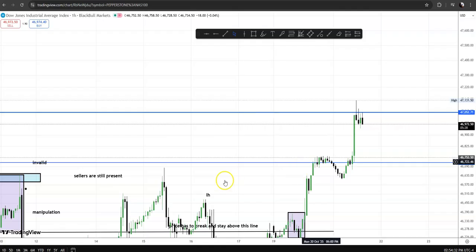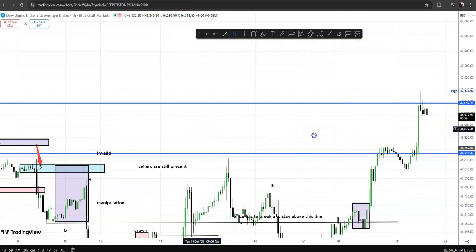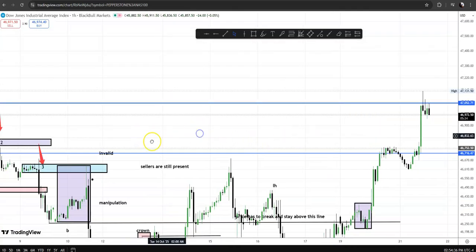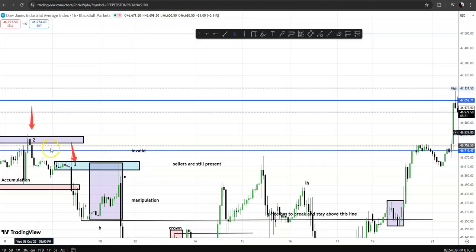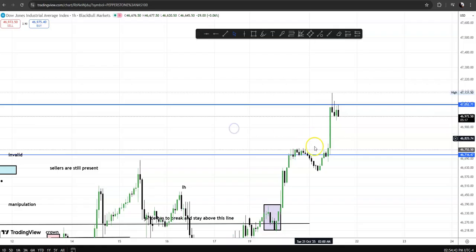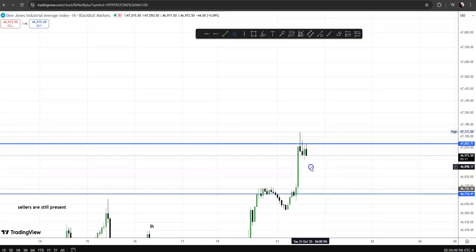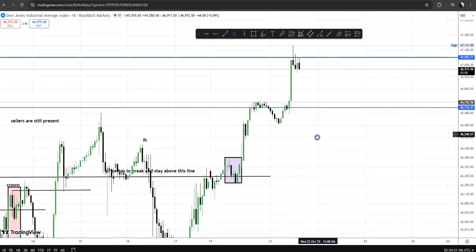Price then took out all these sellers. Every single person that sold over here and their stops were anywhere in this vicinity, they're gone. This big candlestick ran their stops. And naturally, those who bought here are in trouble. Which brings us to where we are right now.